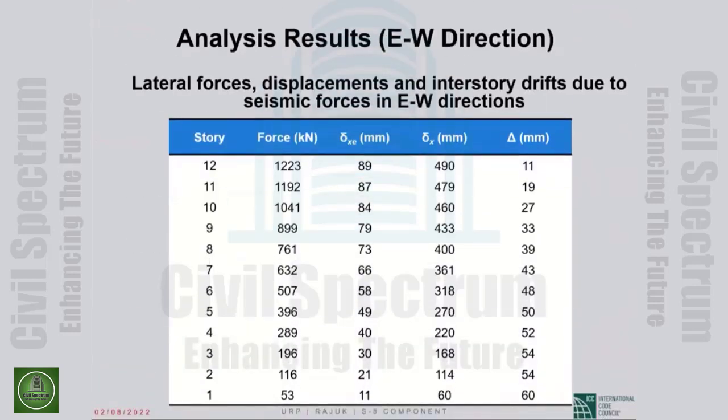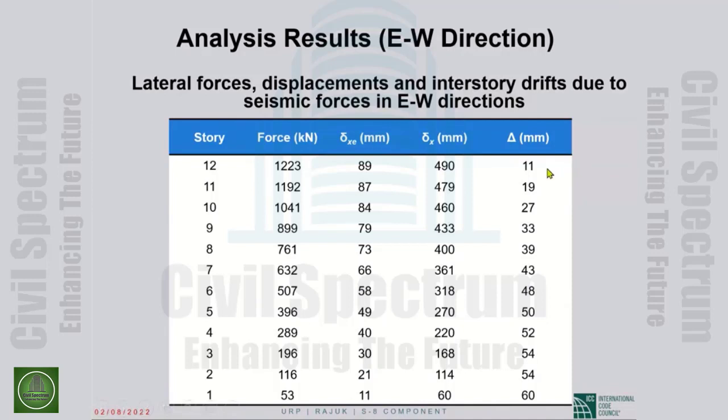Okay. Now we analyze that building that you saw in the east-west direction. That is the left to right direction. And these are the stories, the forces at the various floor levels, the delta sub XC values. These are directly from analysis. This is after we have amplified by C sub D.